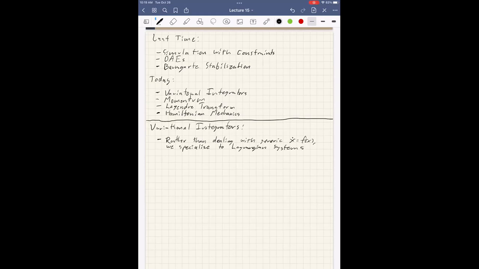Okay, so the key idea here is to approximate or discretize the Lagrangian and/or the least action principle rather than the ODE.